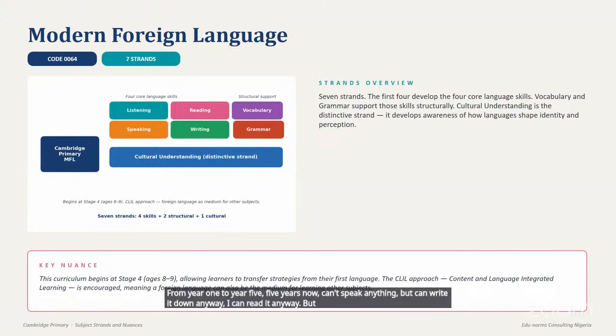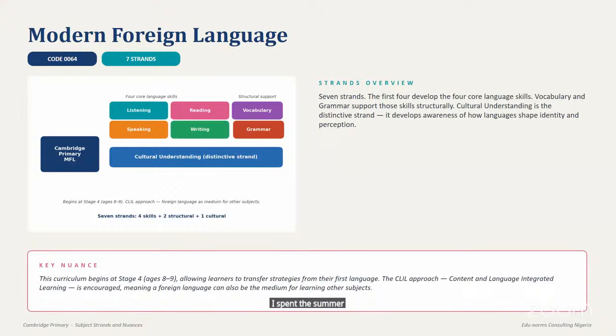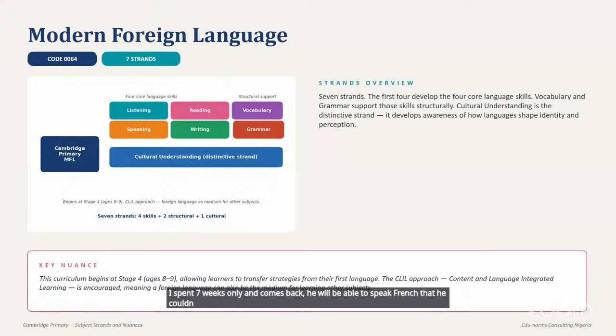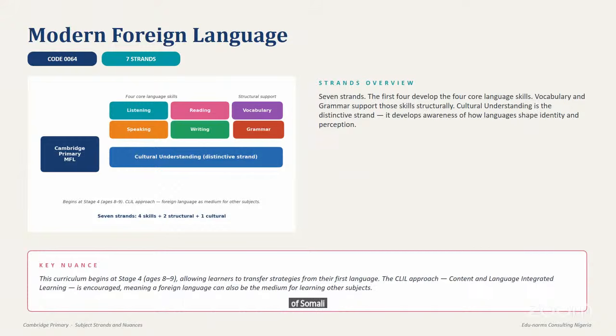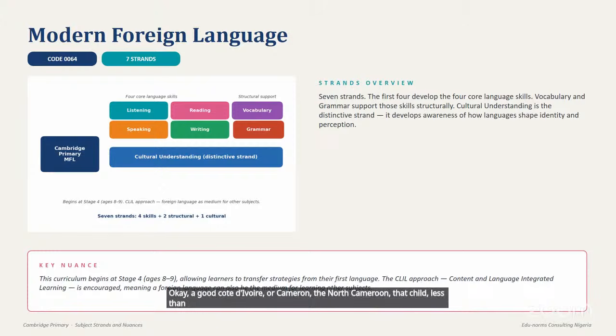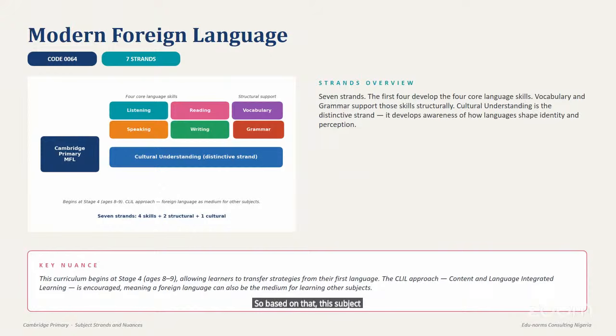But if that child goes to Cotonou just here and spends the summer holiday there, only 7 weeks, and comes back, he will be able to speak French that he couldn't grasp in 7 years. The same child, if he goes to France, or to Cote d'Ivoire or North Cameroon, in less than one term will be able to speak French that he can't speak after 5 or 8 years.